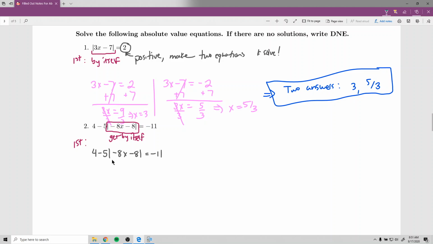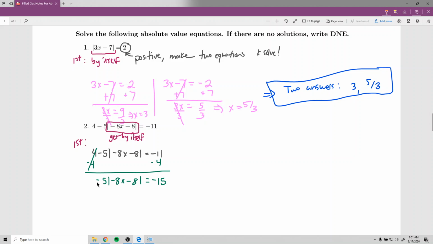One thing I want to mention is we've seen things like this, kind of like 4 minus 5 times something. Anytime you have one number that is by itself and one number that is attached to something, you cannot combine them. The 5 here is attached to the absolute value bar, the 4 is not, so we cannot make this -1. You have to get rid of the 4 first. So subtract the 4 on each side. We get -5 times the absolute value of -8x minus 8 equals -4 minus 11 is -15.